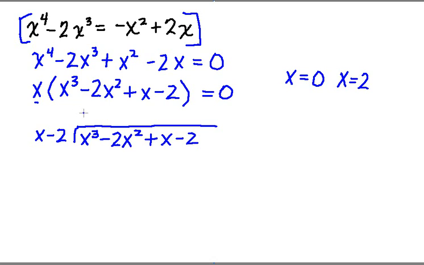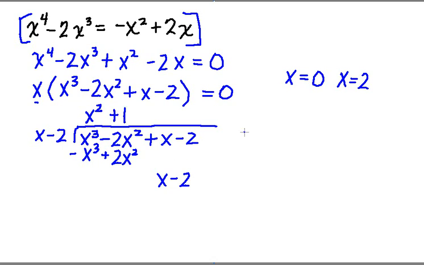All right, so I say what times x gives me x cubed? That's going to be an x squared. I get an x cubed minus 2x squared. And now when I subtract that, that becomes a negative, that becomes a positive. So actually this cancels each other out. All right, and now I can bring down an x minus 2. All right, so it's actually going to be x squared plus 1 left.